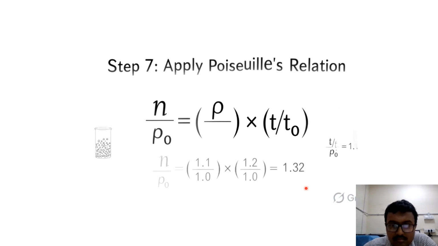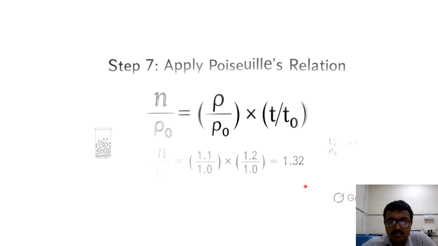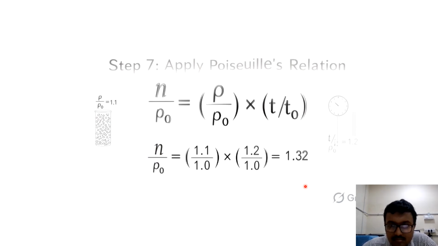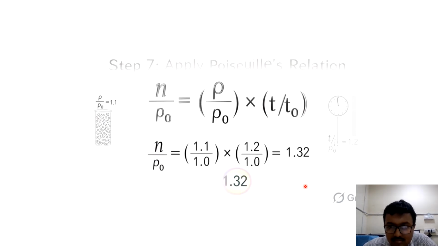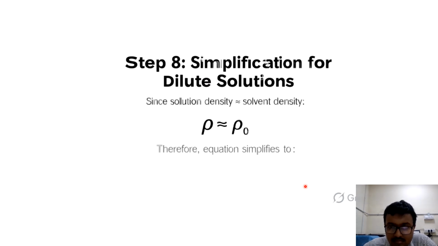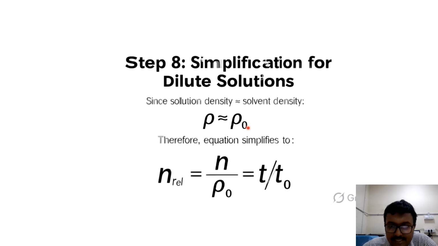Step 7. Apply Poiseuille's relation. The formula is eta over eta 0 equals rho over rho 0 times t over t 0; substitute the given values. The density ratio is 1.1 and the time ratio is 1.32. For dilute solutions, we assume the solution density is approximately the solvent density. This simplifies the relative viscosity equation to a ratio of flow times. This simplification is key for practical use with viscometers.